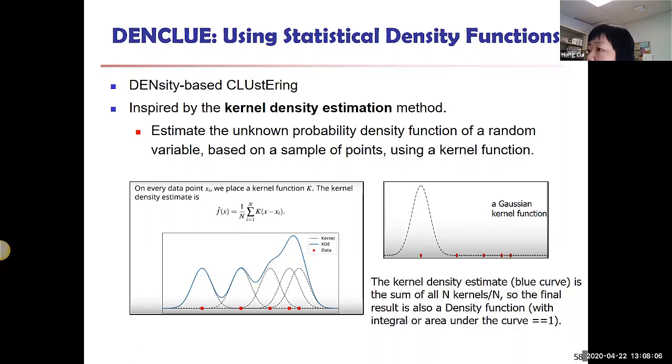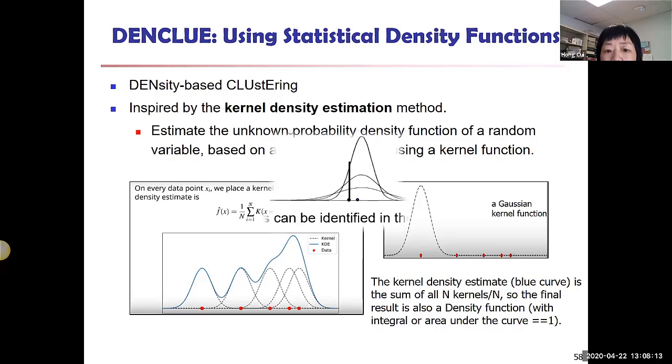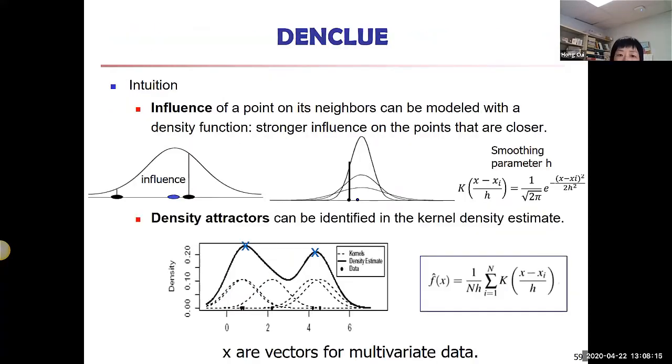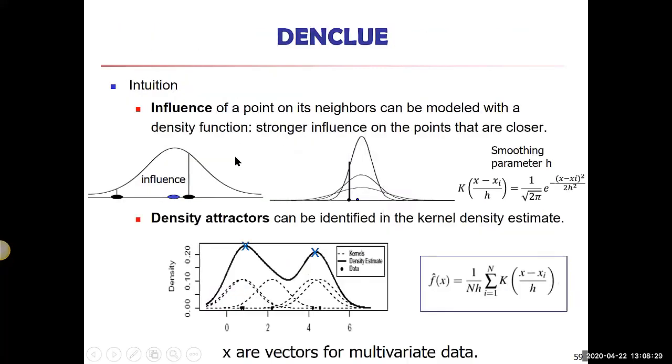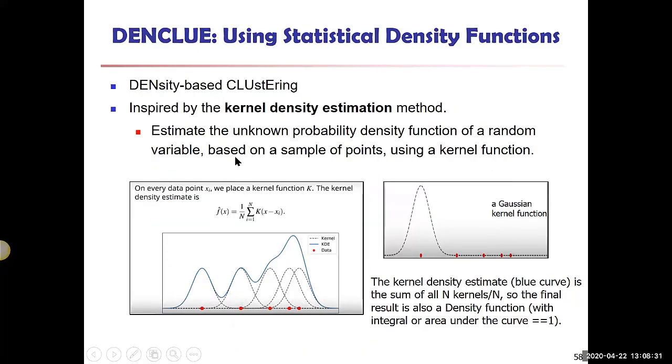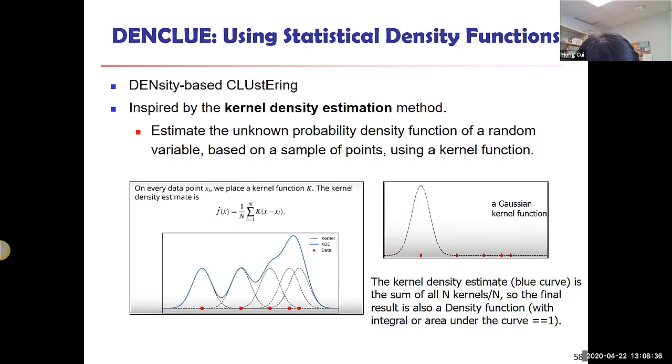Do we have questions about kernel density estimation? Okay, so we apply this in DenClue. Question: just to confirm, the reason we have 5 of these kernel density functions is because we have 5 points? Yes. If you had 10,000 points or 1,000 points, you'd have 1,000 of these, yes, and you just repeat the same process.